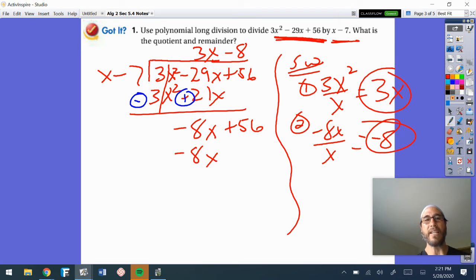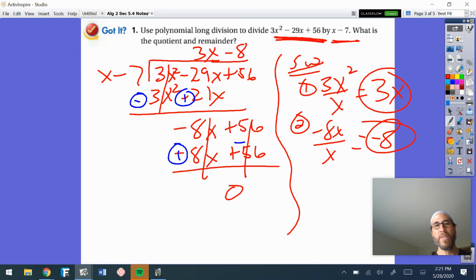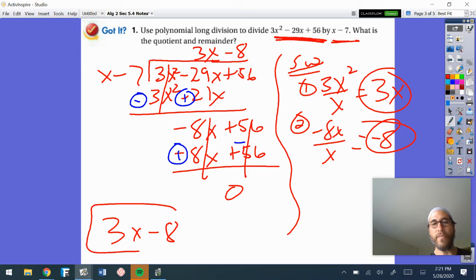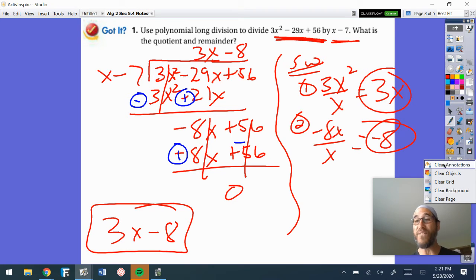Negative 8 times negative 7 is a positive 56. And then what do we do? We change signs or we subtract, so we find our remainders. Oh, what the what? Everything's gone. If everything's gone, you're just left with your quotient. You don't even write a remainder. Sweet, and I don't even have to keep on going, right? I'm done, or maybe not so sweet, because when they're super long, they're super fun.